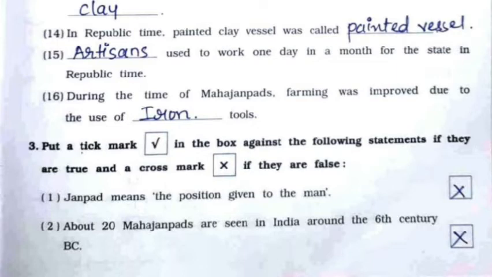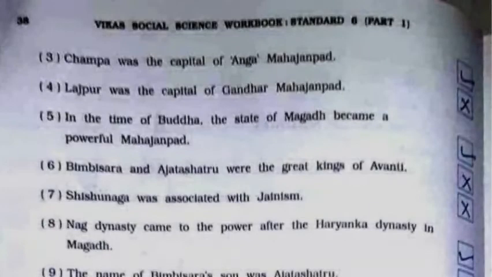Now we'll continue with question number 3, that is true or false. First one, Janpad means the position given to the man, it is false. Second, about 20 Mahajanpads are seen in India around the 6th century BC, it's false. Third, Champa was the capital of Anga Mahajanpada, it is true. Fourth, Lajpur was the capital of Gandhar Mahajanpada, it is false.